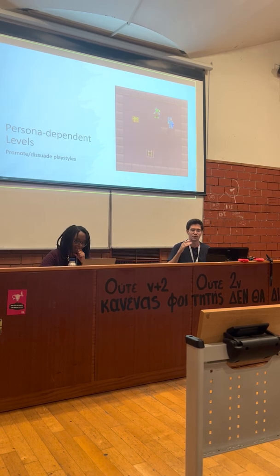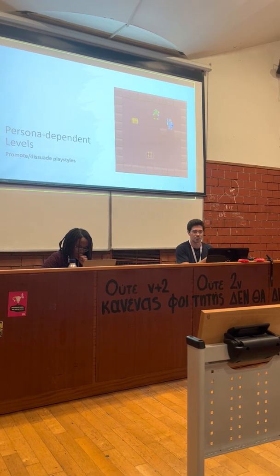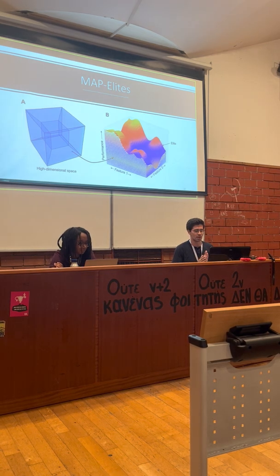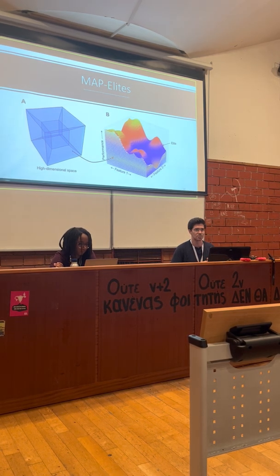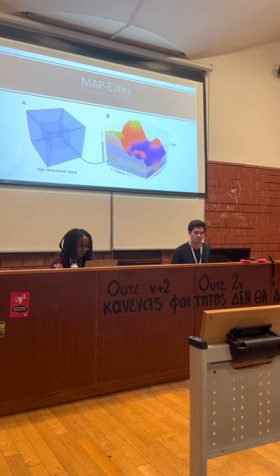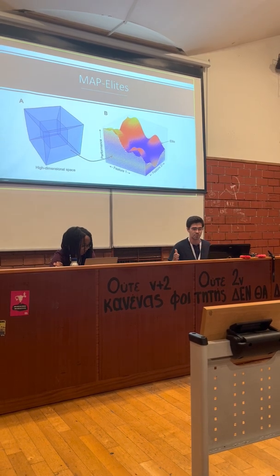Procedural personas are artificial models of player behavior. So they're like agents that can play like a specific archetypal player. To generate these levels, we're going to use an algorithm called MAP-Elites. It's a quality diversity algorithm. What that means is that you can evolve high fitness solutions and then organize them according to behavioral characteristics so you get a diverse set of solutions.